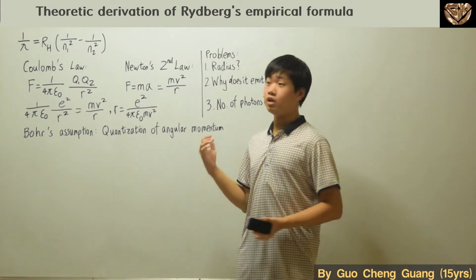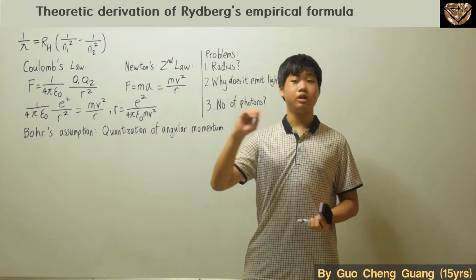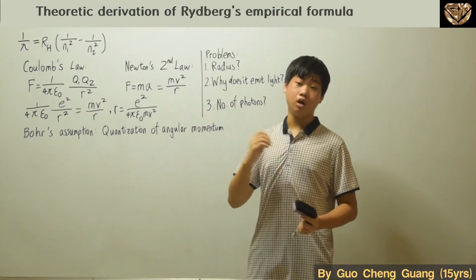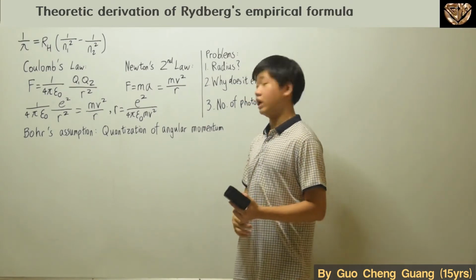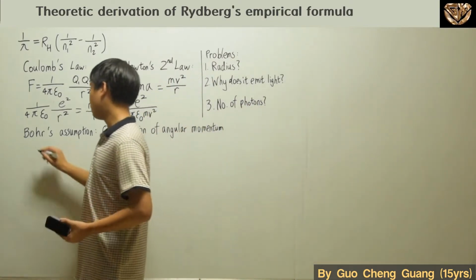But essentially, you can consider angular momentum. Think about the electron doing circular motion around your proton. So that electron, you would have its angular momentum. So how do you find angular momentum?